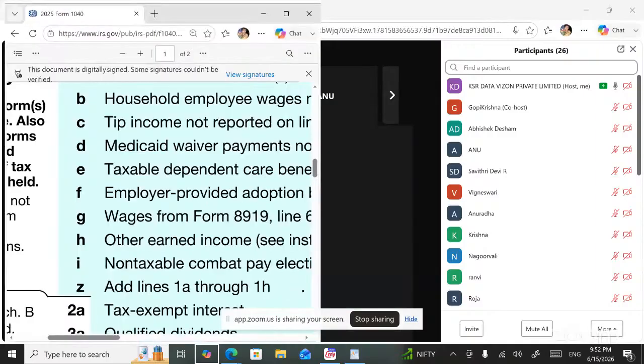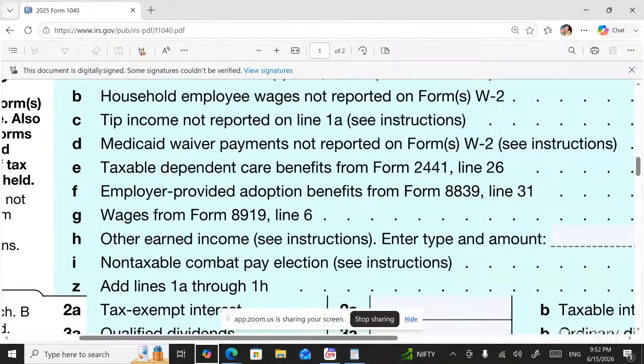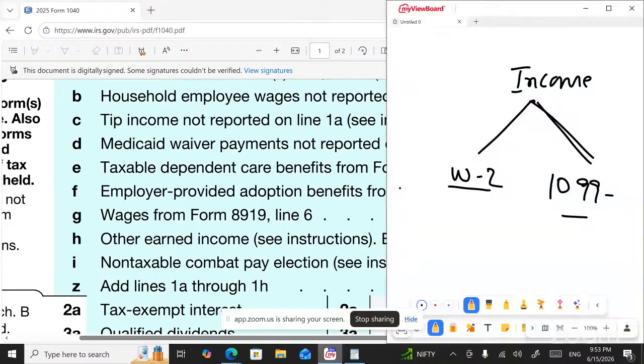I want to get white. No sir, white screen. Okay.